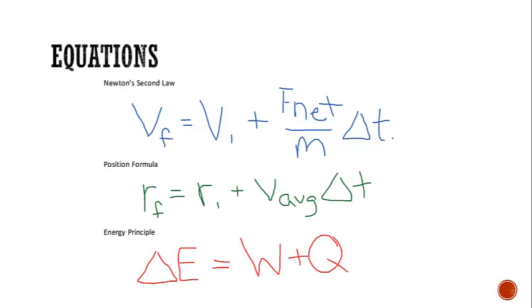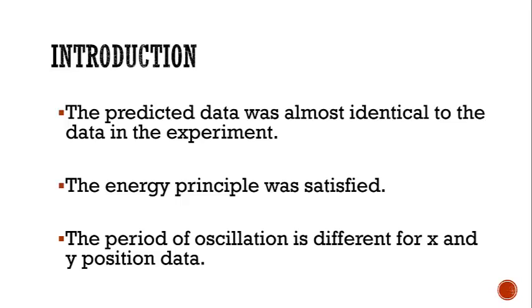Today I will be discussing the application of Newton's second law, the position formula, and the energy principle to analyze and predict the motion of a spring mass system swinging in an arc while oscillating on the spring. The computational model predicted the motion of the ball with little error. The model satisfied the energy principle, and there is a difference between X and Y data for oscillation periods.